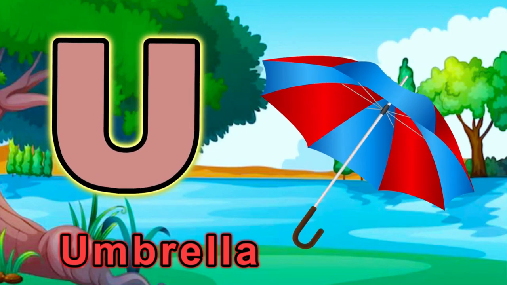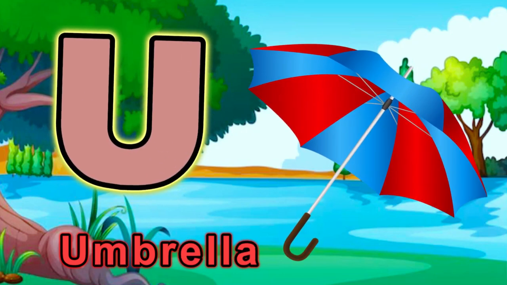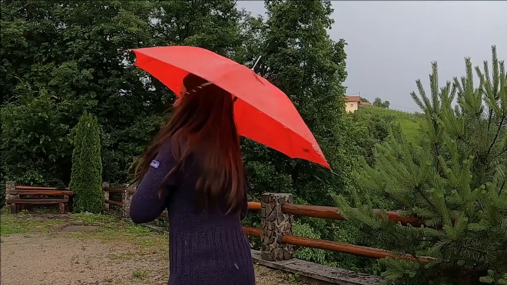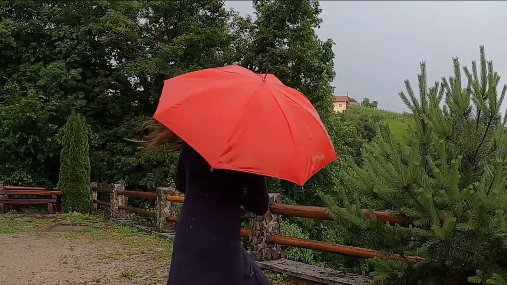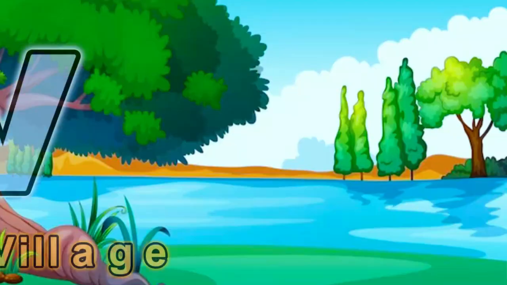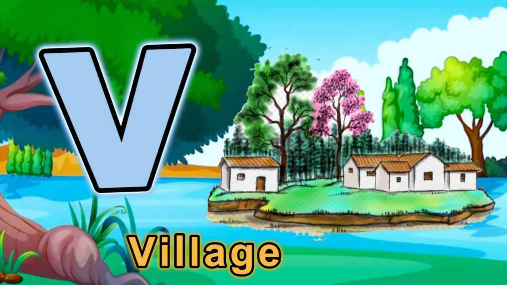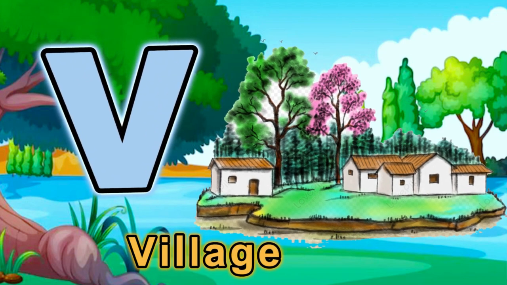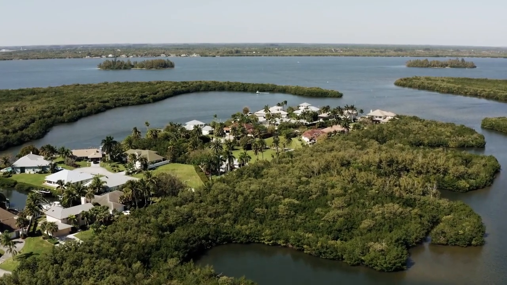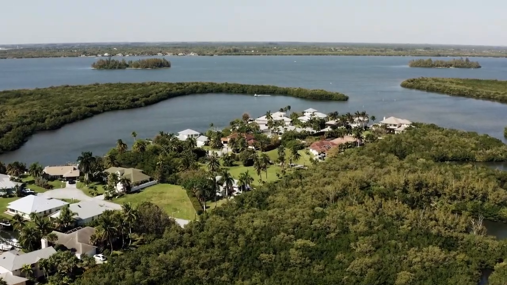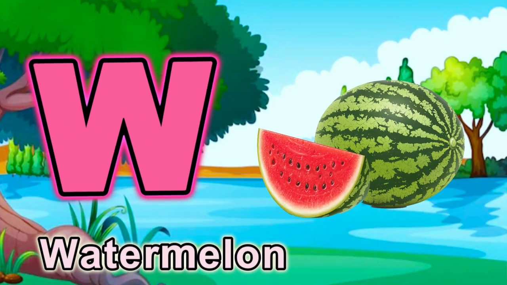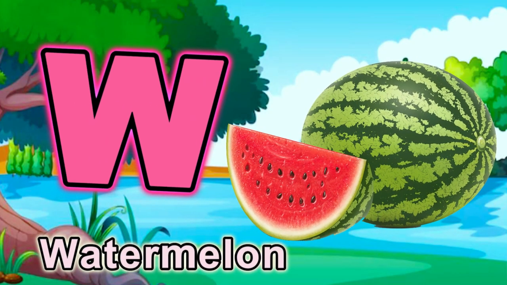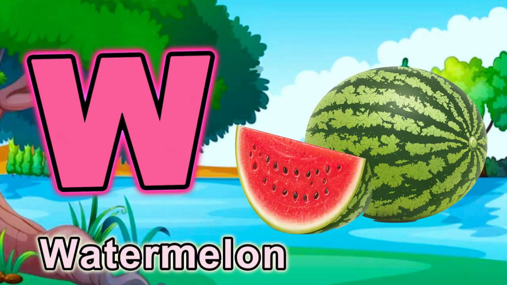U for umbrella. V for village. W for watermelon.